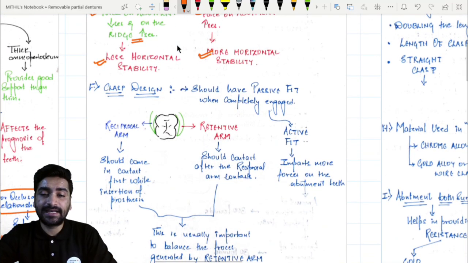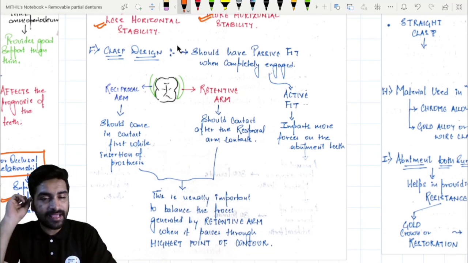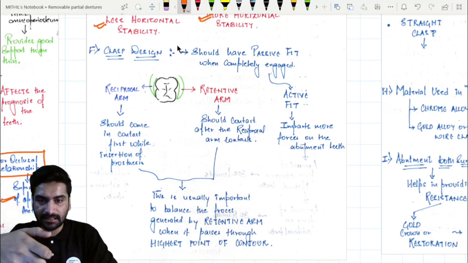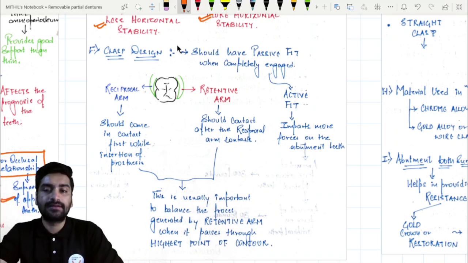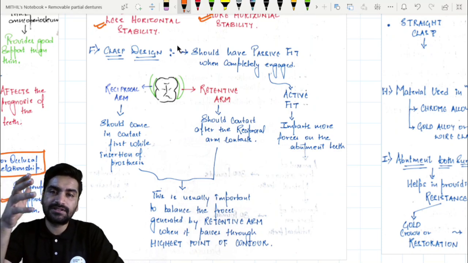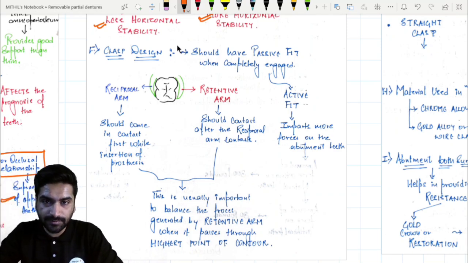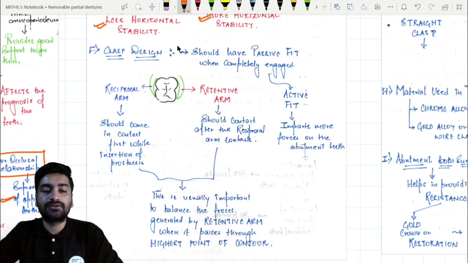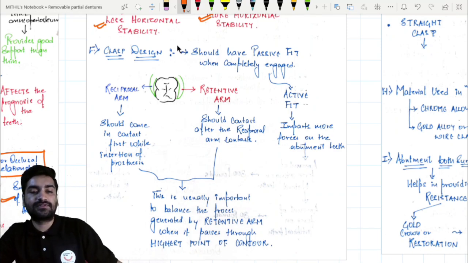Then the clasp design. Always we have been told in our practicals that the clasp should have a passive fit, it should engage smoothly, it should not get stuck in the undercut, right? All those terminologies we have been hearing. So passive fit means a clasp which just passes through the height of contour of the tooth or an abutment, and then engages there without causing any harm to the abutment or overlaying any unwanted forces on the abutment teeth. There are also some considerations in terms of the reciprocal arm and the retentive arm of the clasp assembly, right?